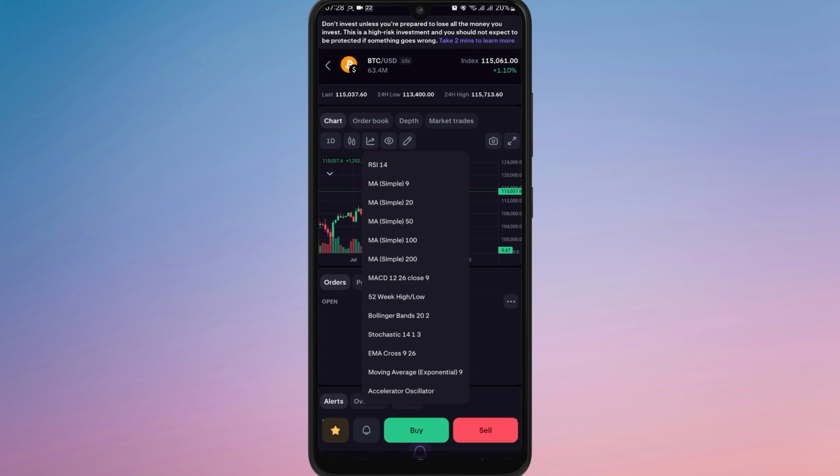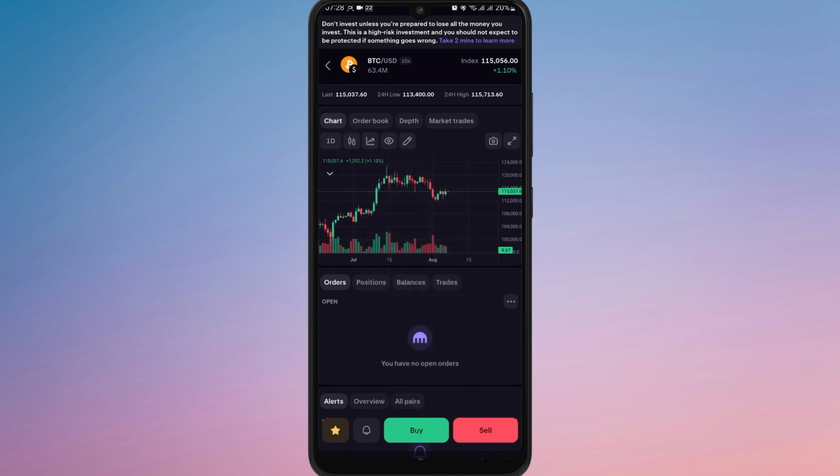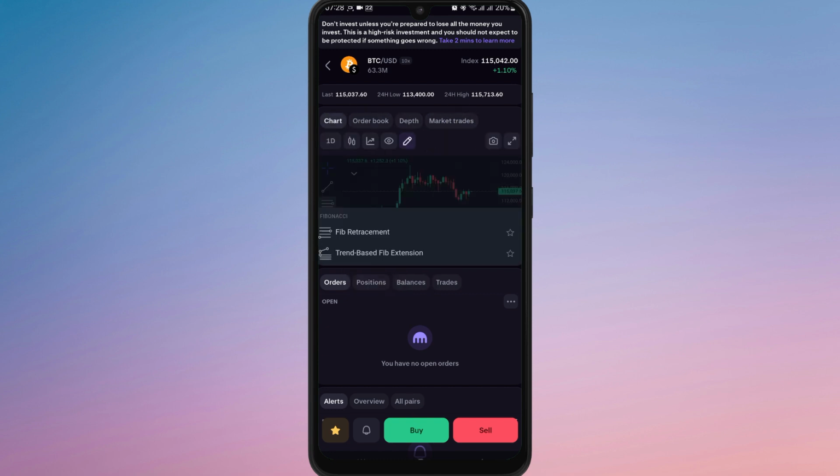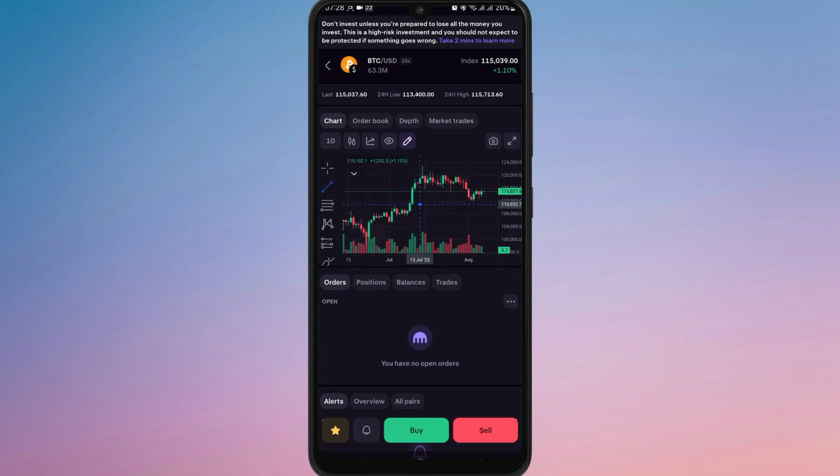style. You can also view the order book, depth chart, and recent market trades right next to the chart for better market insight. Take advantage of drawing tools to mark support and resistance levels or trend lines directly on the chart. Now you know how to use Kraken Pro's advanced charting tools.